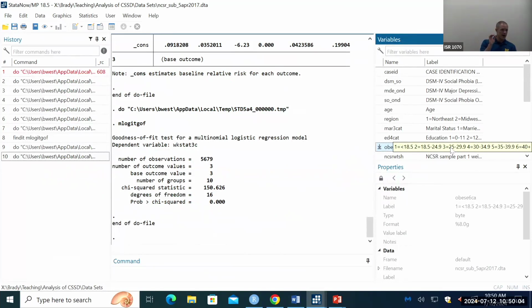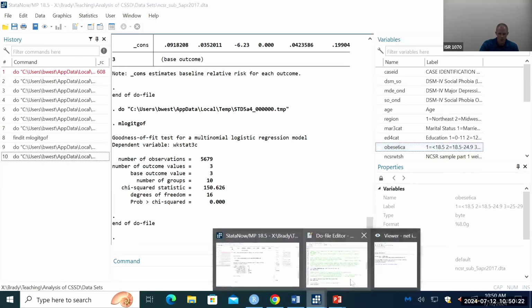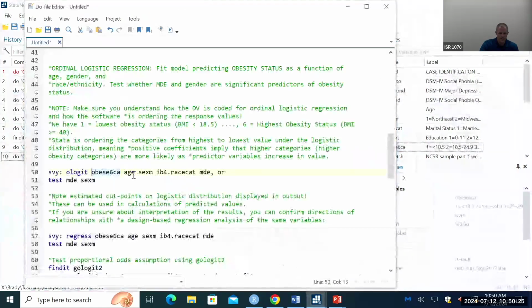So that being said, how many cut points in the ordinal model are we going to be estimating in this case? 5, right? We need 5 cut points to estimate 6 probabilities under the logistic distribution. Okay, good. All right, so in this model for ordinal obesity status, I'm considering age, gender, race, and having a major depressive episode. Again, could certainly be others, but those are the 4 that we'll start with. And I'm asking for odds ratios to help with my interpretation. The odds of being in a higher category versus a lower category.